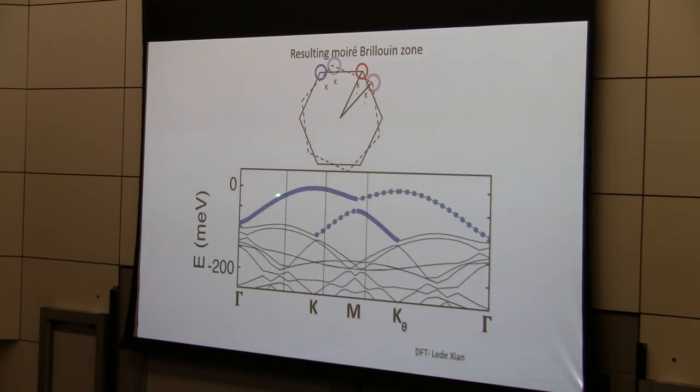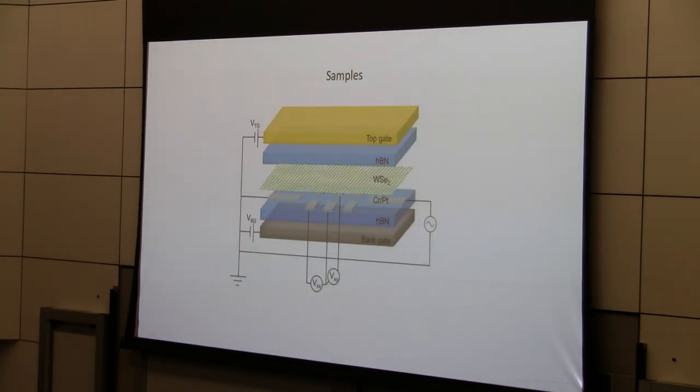So if you look at this solid curve, that's the valence band of one of the layers, this is the valence band of the other layer, this is the hybridization where the two of them meet, and so that gives rise to this somewhat flat band. And we are going to look and see what happens in this particular material.